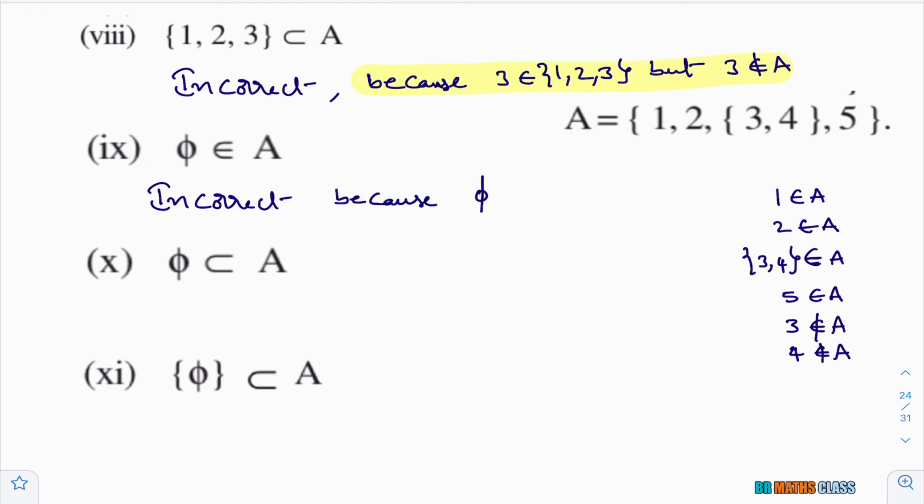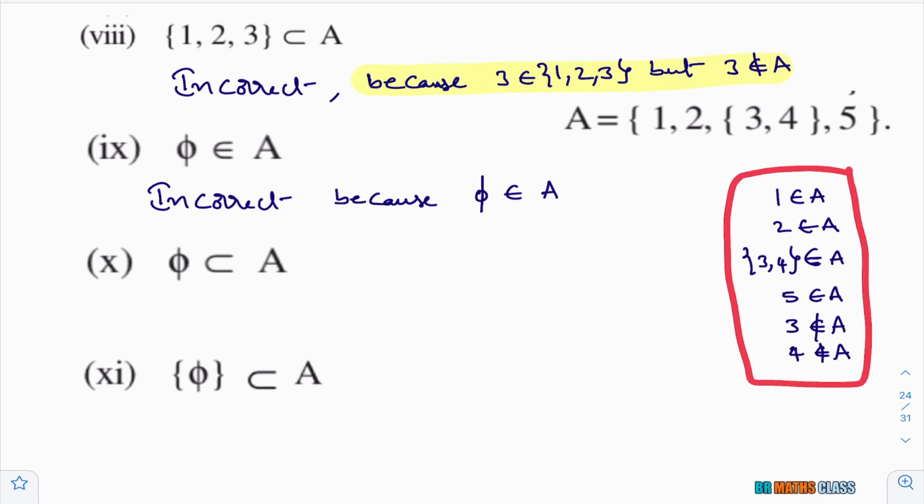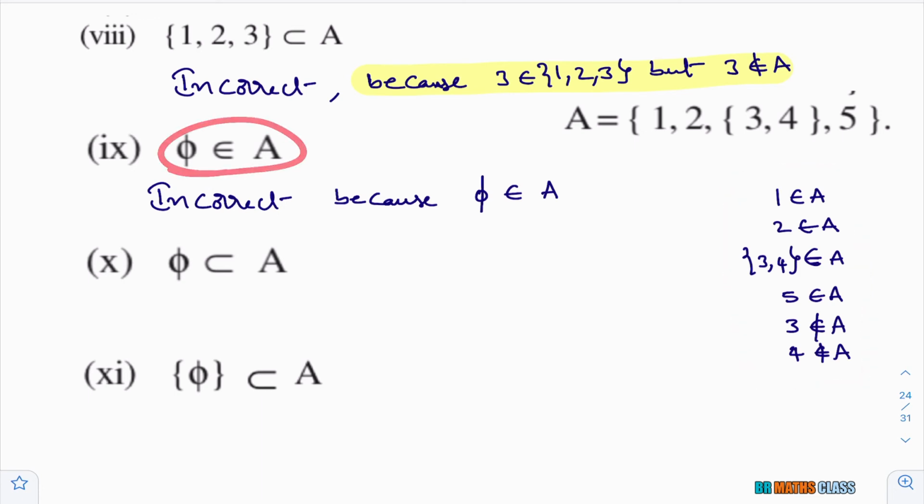Because the set phi is not in A. What are there in set A? What are not there in set A? We already written here. Phi belongs to A, they written here. Phi, because phi does not belong to set A. That is the reason. Okay.